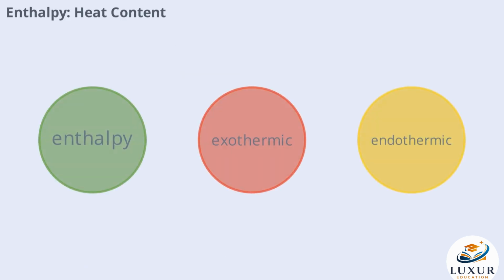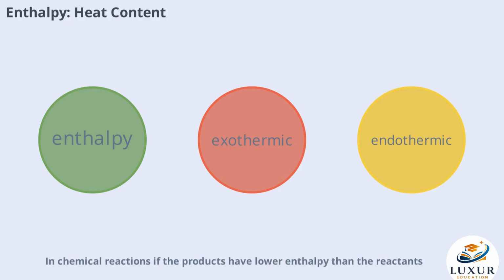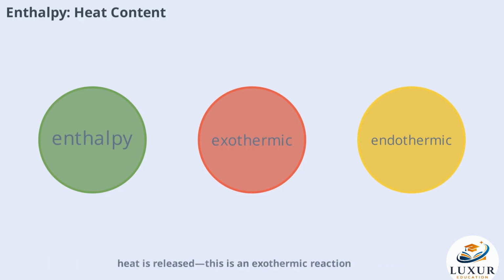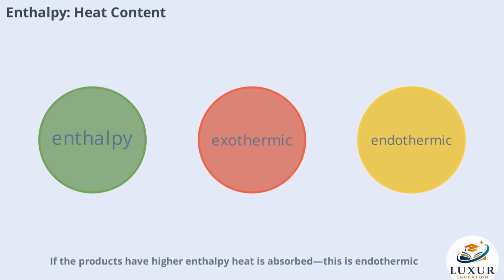Enthalpy is a measure of the total energy or heat content of a system. In chemical reactions, if the products have lower enthalpy than the reactants, heat is released. This is an exothermic reaction. If the products have higher enthalpy, heat is absorbed. This is endothermic. Exothermic reactions often happen spontaneously, while endothermic ones usually need a continuous input of energy.